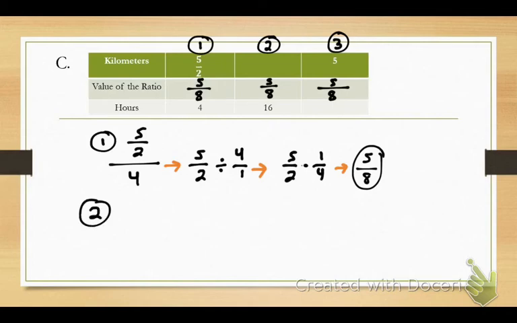I am working from the bottom to the top. Should I multiply or divide? We are going to multiply. So start with the first number. Since we're working on the bottom to the top, we're going to start with a 16 over 1 and multiply it times, what was the value of my ratio? 5/8.